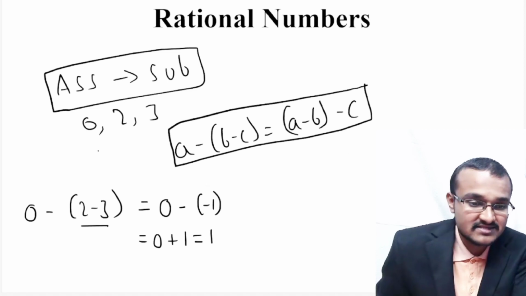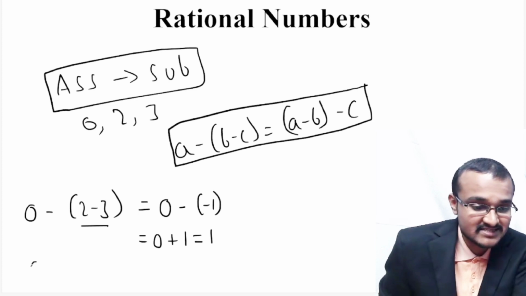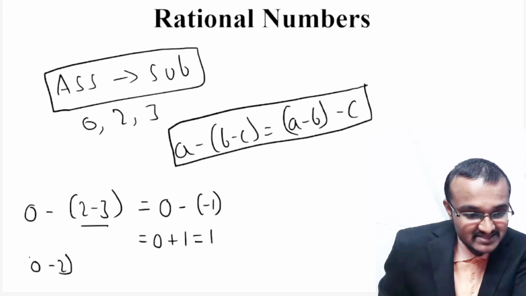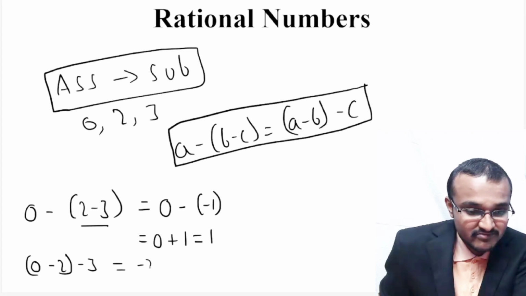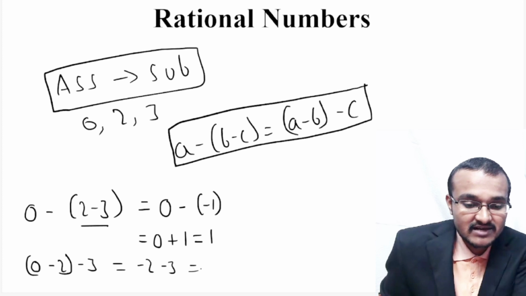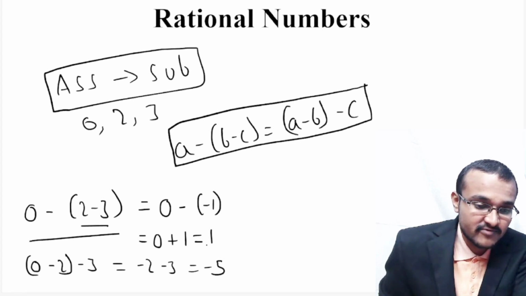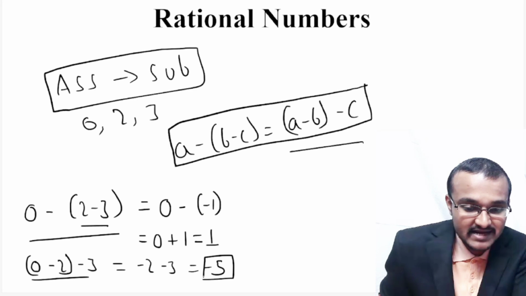Again, if you write these 0, 2 and 3 in the form of RHS, let us see whether you are getting the same result or not. So 0 minus 2 will be inside the bracket, and minus 3 will be outside the bracket. First you should solve inside the bracket. So 0 minus 2 will be minus 2, and minus 3 will be there. So minus 2 minus 3 will be minus 5. When you write in the LHS form, you are getting 1 as the answer. When you write in the RHS form of this equation, you are getting minus 5 as your answer.